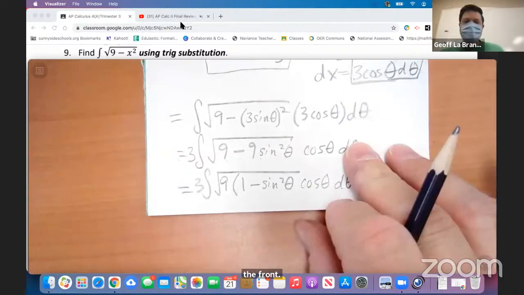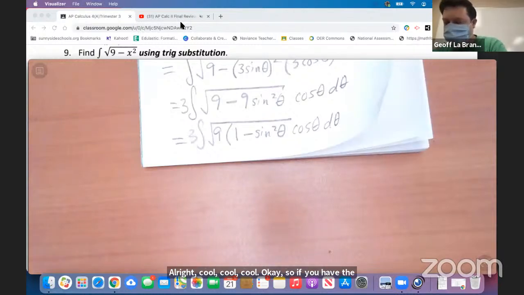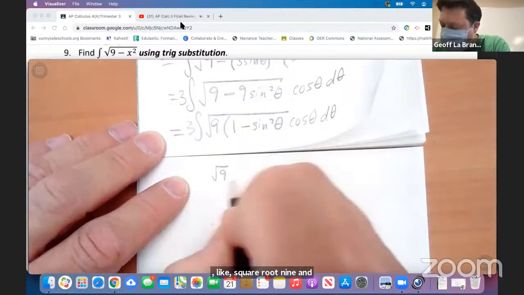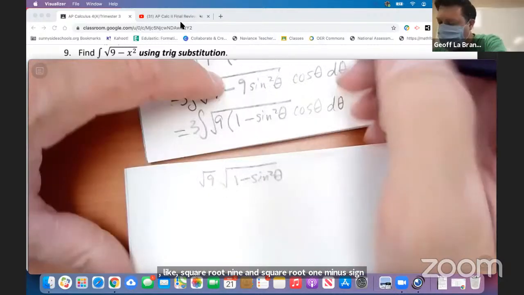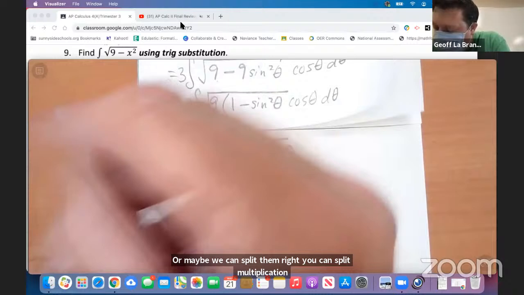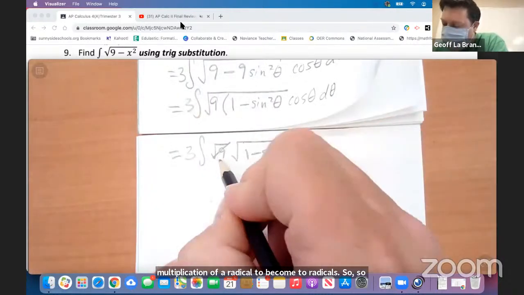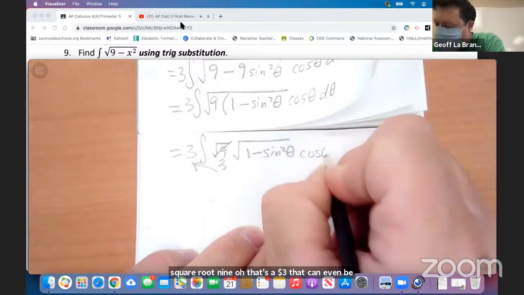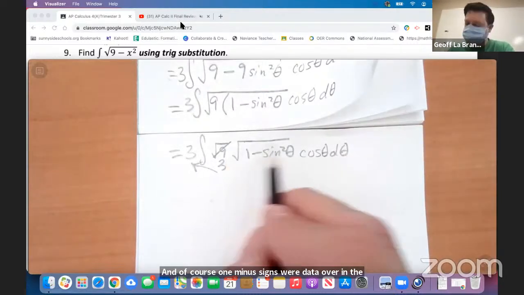All right, cool. So if you have the square root of two things that are multiplied like this, like square root 9 and square root 1 minus sine squared theta, well, we can split them, right? You can split multiplication of a radical to become 2 radicals. So square root 9, that's a 3. That can even be brought out front. And then cosine theta d theta. And of course, 1 minus sine squared theta in the radical of that.